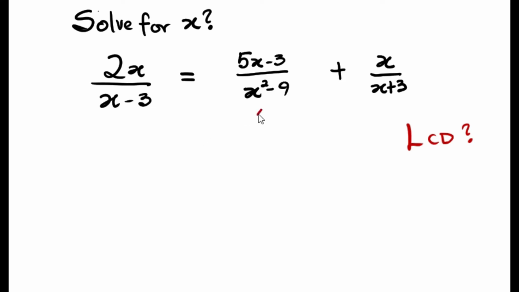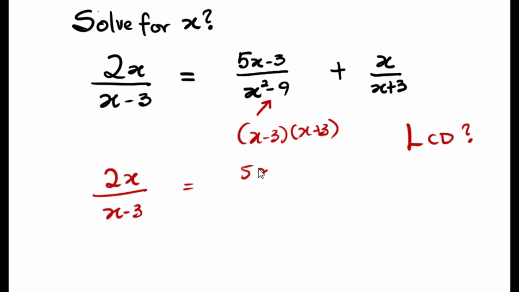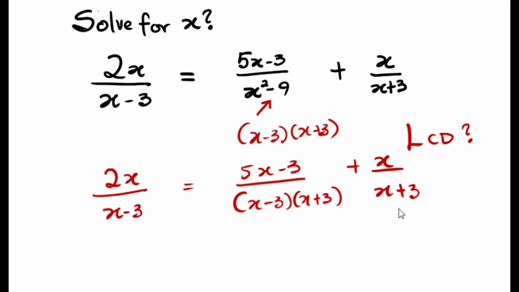Now we can simplify this x squared minus 9 because that is a difference of 2 squares, so this can be written as x minus 3, x plus 3. So the actual equation is this. So as I said, we need to find our LCD, the common denominator we have, x minus 3 and x plus 3.